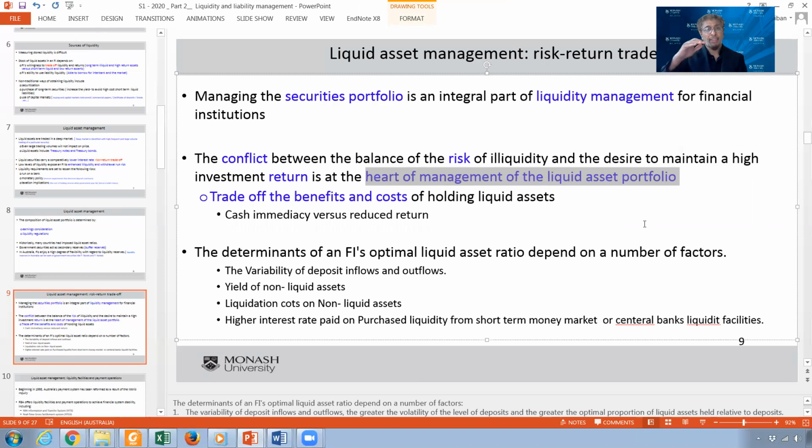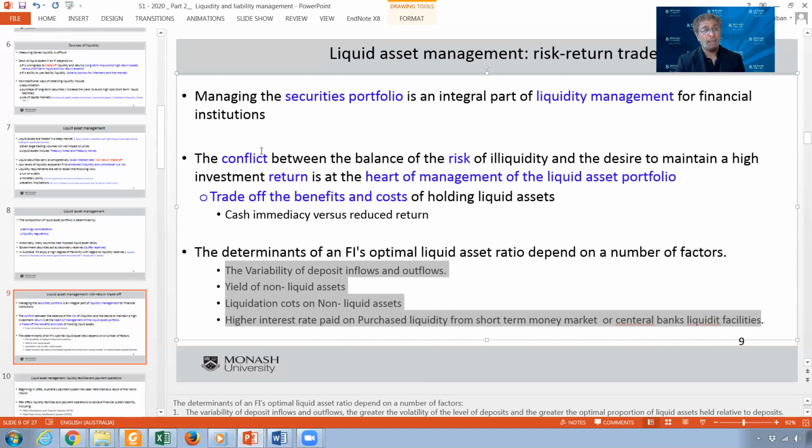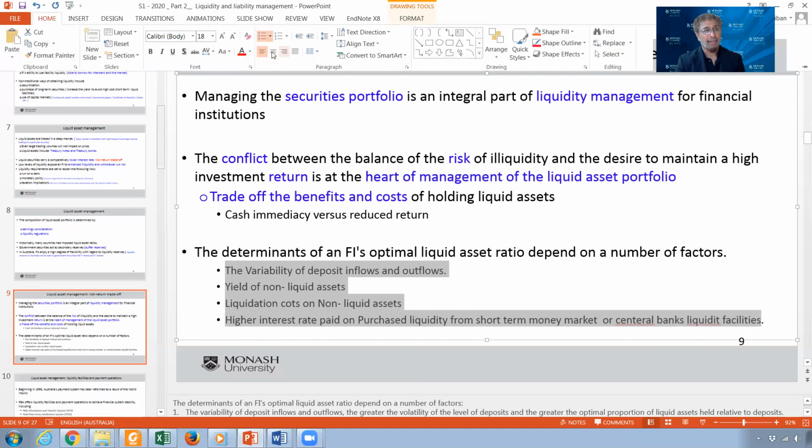So when you have a liquid asset portfolio, you have to consider long-term and short-term, and all these portfolios depend on the risk and the return. So the trade-off, the benefits and cost of holding liquid assets. So there is a trade-off: cash immediacy versus reduced returns. So the determinants of a financial institution's optimal liquid assets depend on the following factors. Let's talk about those factors briefly.